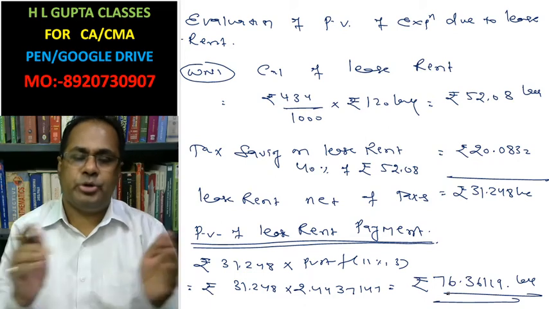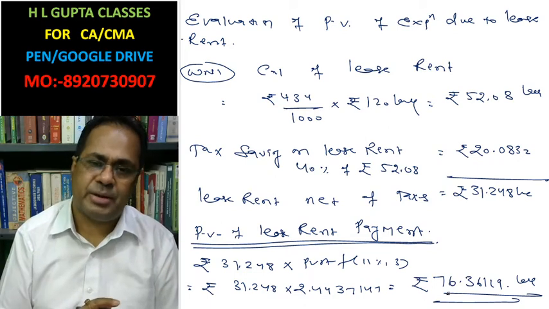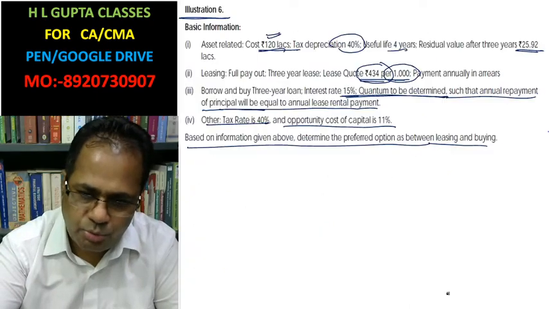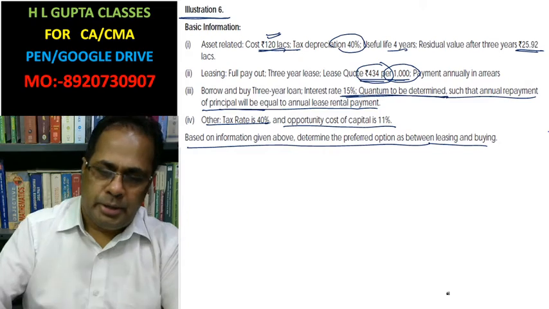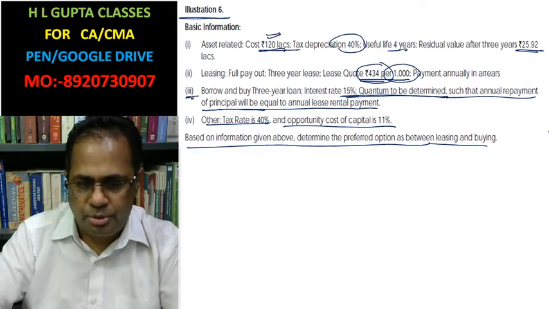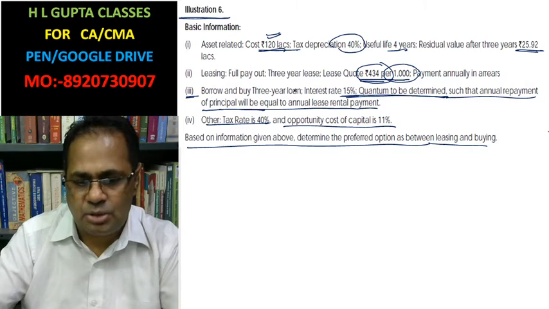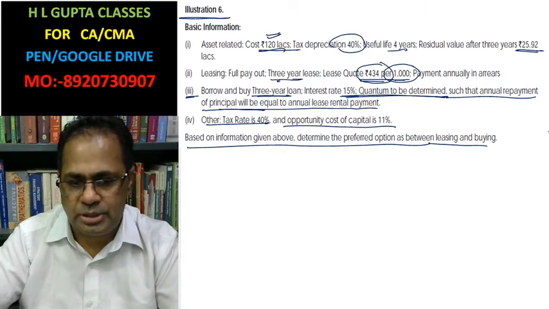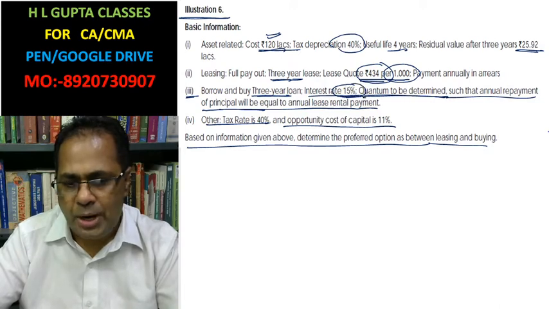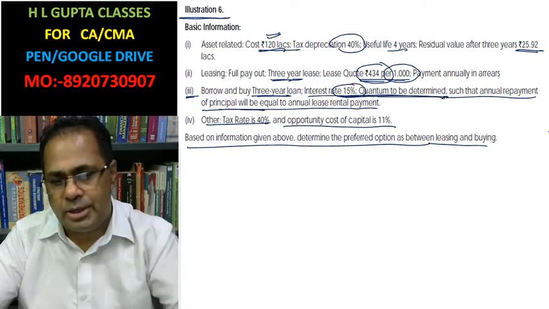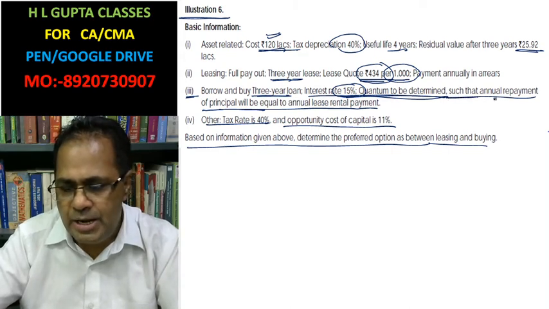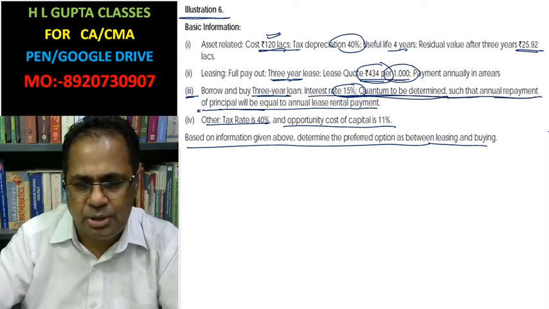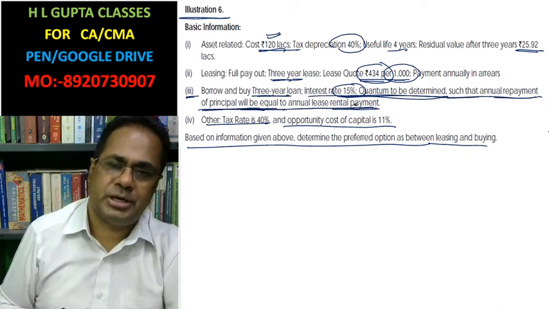Now we have to evaluate the present value of expenditure due to bank borrowing. In the borrow option, look at the third information: borrow and buy, a 3 year loan, and lease is also 3 years. Interest rate is 15%. The loan quantum is to be determined such that the annual repayment of principal will be equal to the annual lease rent payment, only the lease rent payment.